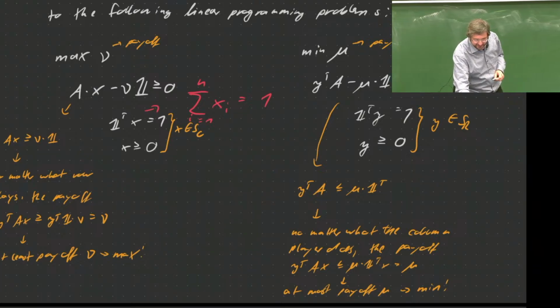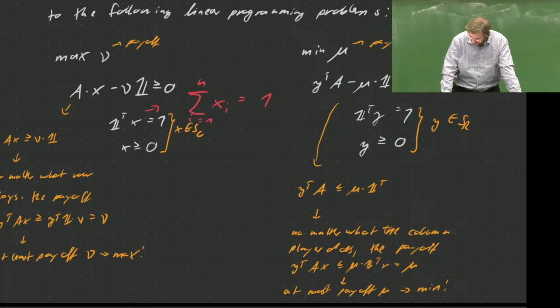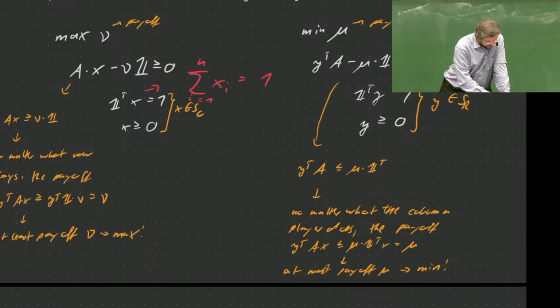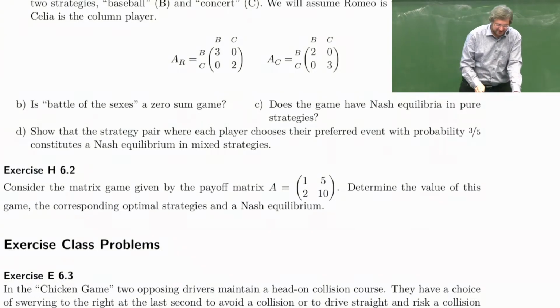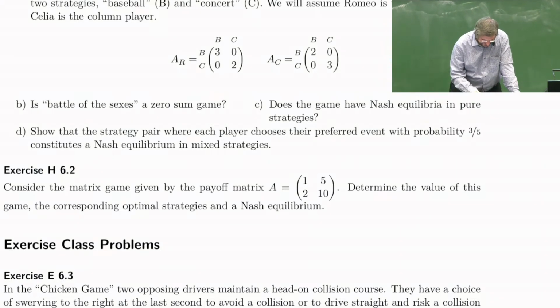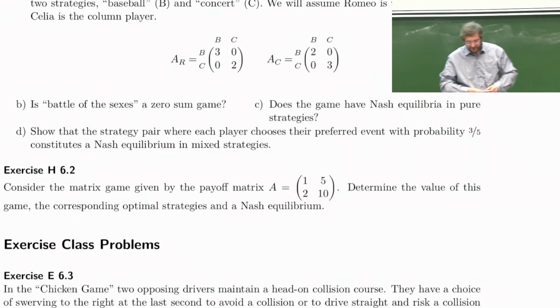All right, so let's take a look at this problem here. Where do I have it? Here's sheet 6. So we're interested in solving the question, what are the optimal strategies for that? What is the Nash equilibrium? And what is the value of that game?